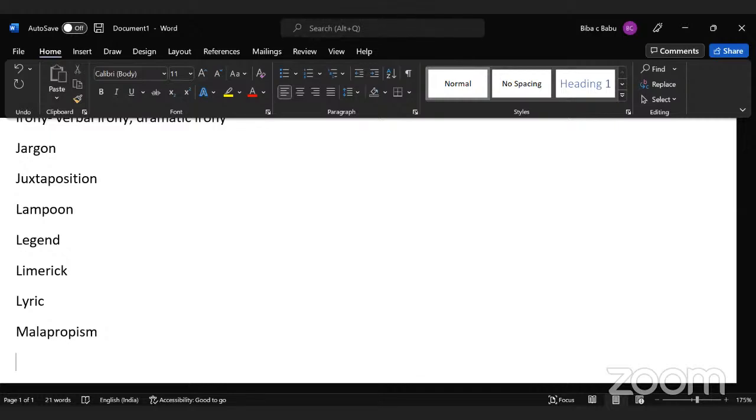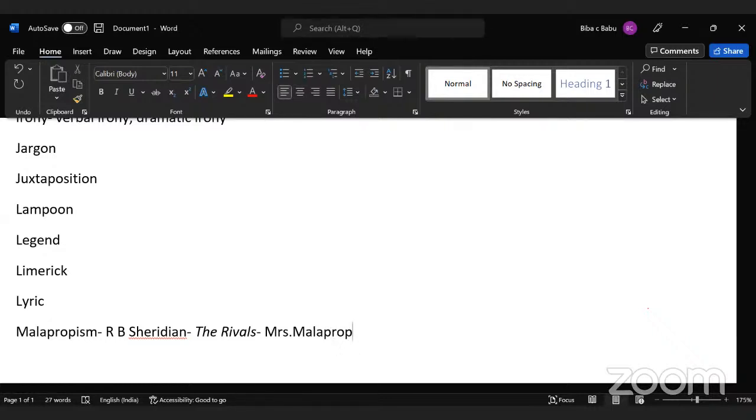Okay, next is malapropism. So there is this play by R.B. Sheridan. This is a dramatist. So he wrote a play. The name of the play is The Rivals. Okay, The Rivals is a play by R.B. Sheridan, and it has a character called Mrs. Malaprop.